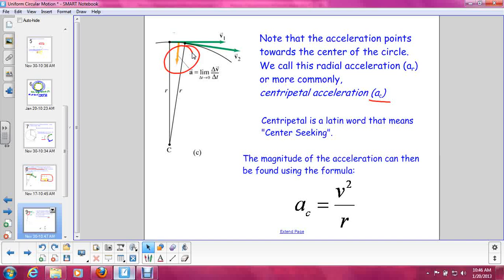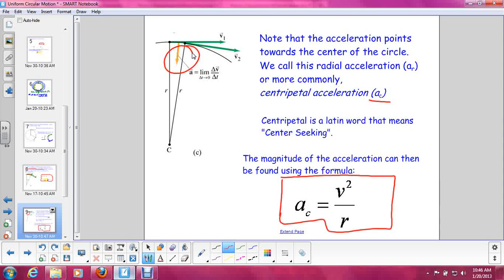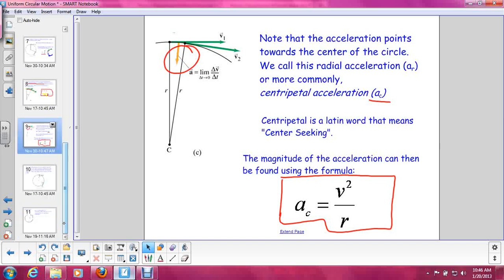And we have a special formula to calculate the centripetal acceleration of an object. And that is the velocity of the object squared divided by the radius of the circle. So we take how fast the object is moving, square that number, divide by how big the radius of the circle is, and that will tell us how fast it is accelerating toward the center of the circle. This is a super important equation, and I want you to write it in your notes somewhere where you will not lose it.